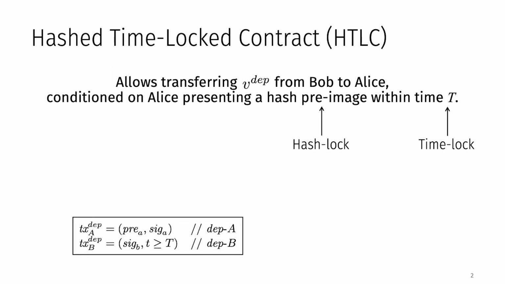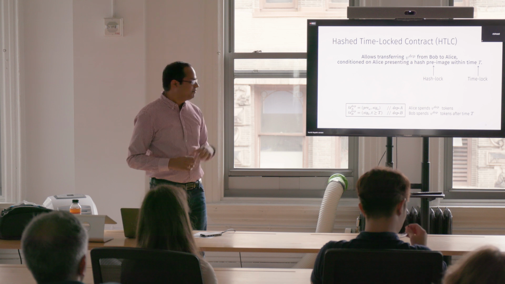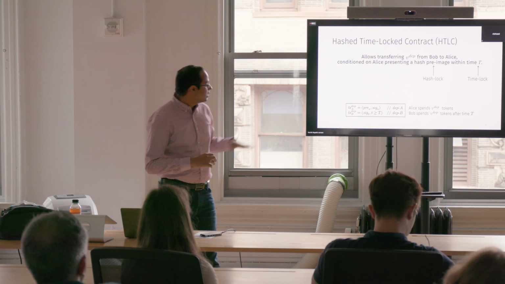The specification is actually very simple. Let's say Bob puts in some VDEP tokens to begin with. There are two ways in which money can be retrieved. The first way is through path DEP, where Alice presents a signed transaction with the pre-image pre-A, and she can retrieve tokens from here. So Alice can spend VDEP tokens if she can provide pre-A. If not, for example, if Alice is inactive, the contract also provides an opportunity for Bob to refund money back to himself, and this he can do after some time T. After time T, if he sends the signed transaction TXDEP, at that point he can get this money back.